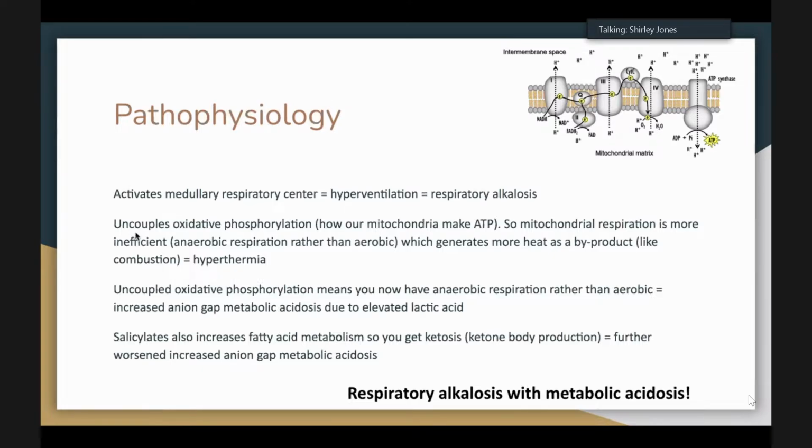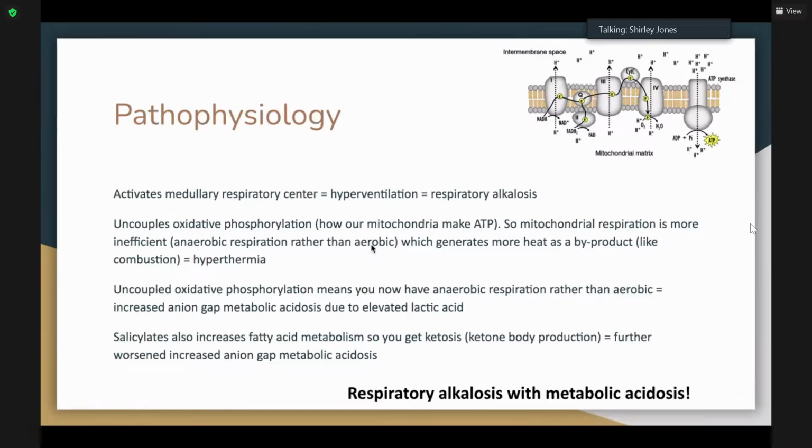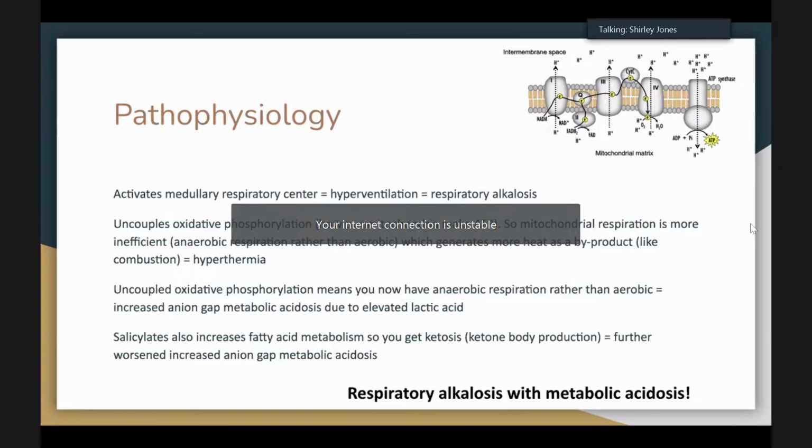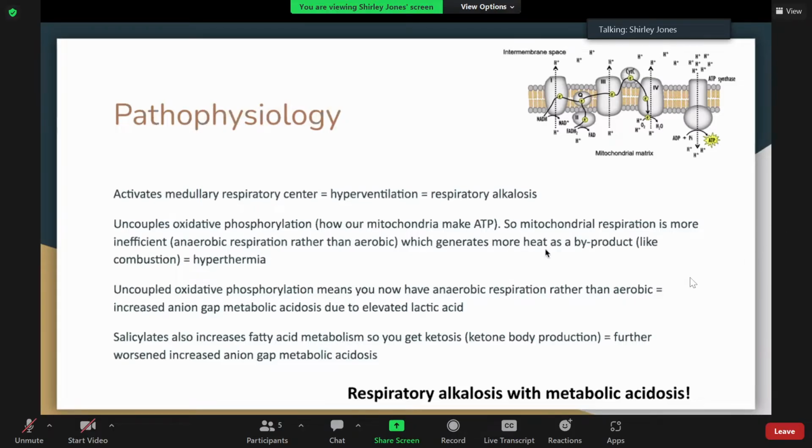It also uncouples oxidative phosphorylation. If you guys are like me, I don't remember what this is, and it's like nightmares from medical school. But in the most simple terms, oxidative phosphorylation is how our mitochondria make ATP. So salicylate is stopping this from happening. So our mitochondrial respiration is becoming more inefficient. We are now having anaerobic respiration rather than aerobic respiration. You have all this energy built up that is not able to be used, so you generate some fever.